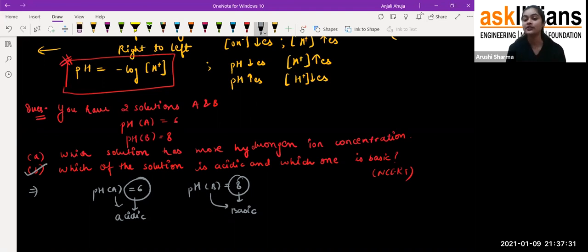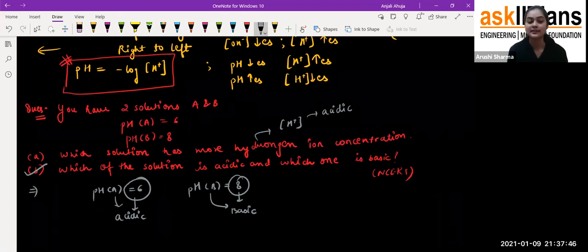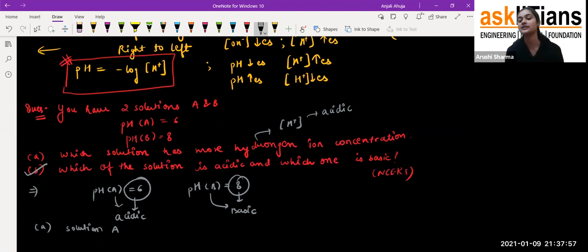So students, they are asking about the hydrogen ion concentration, and hydrogen ions we get in what condition? When the solution is acidic in nature. Exactly. So we can say that the solution A will give more H ions. That means the answer for the A part is solution A, because if solution A is acidic in nature, then it will give more H ions as compared to solution B. So that's how the question can come in your exam. Fine, students?